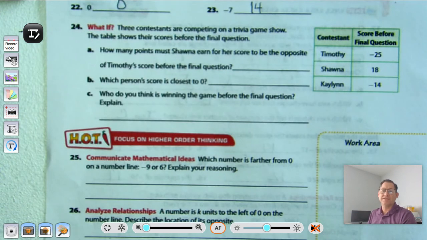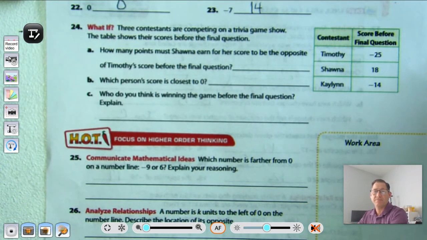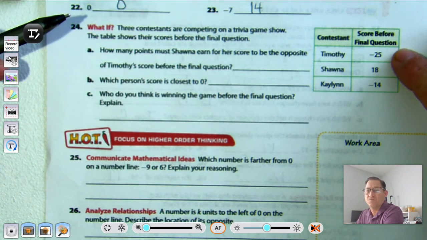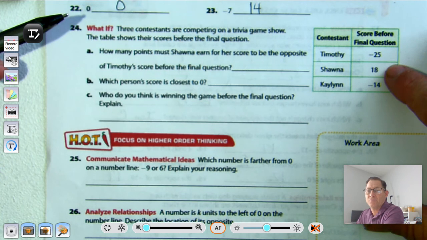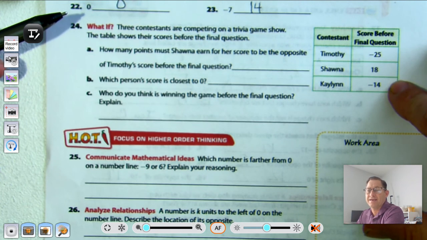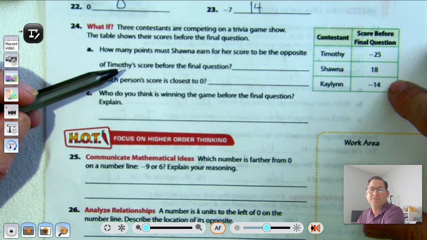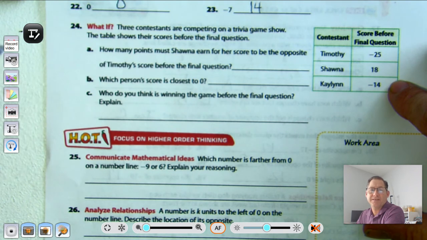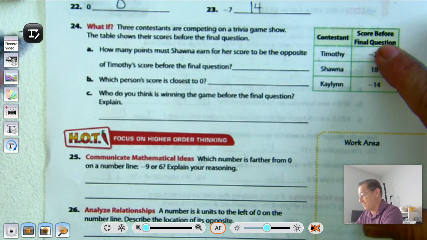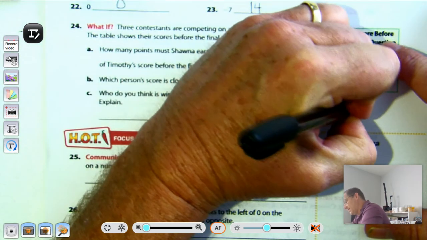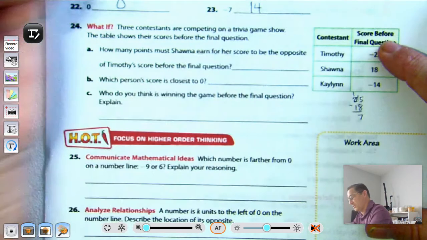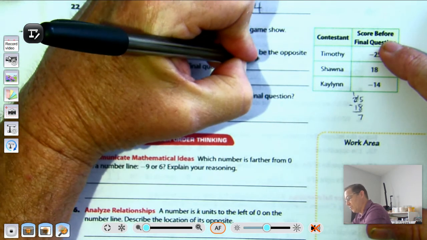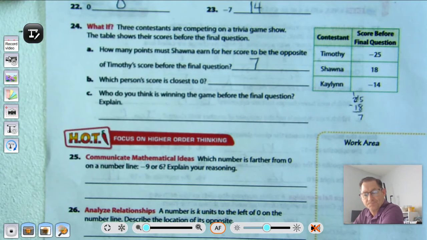What if 3 contestants are competing on a trivia game show? The table shows their scores before the final question. Timothy is at -25 points, Shauna is at 18 points, and Kaylin is at -14 points. How many points must Shauna earn for her score to be the opposite of Timothy's score before the final question? Well, Timothy is 25, so 25 minus 18. It's just 7, right? So she has to score 7 more points.